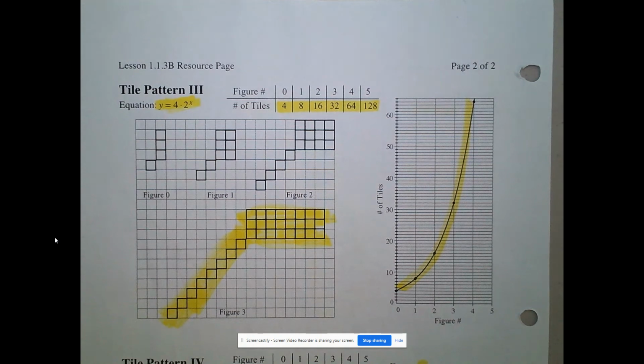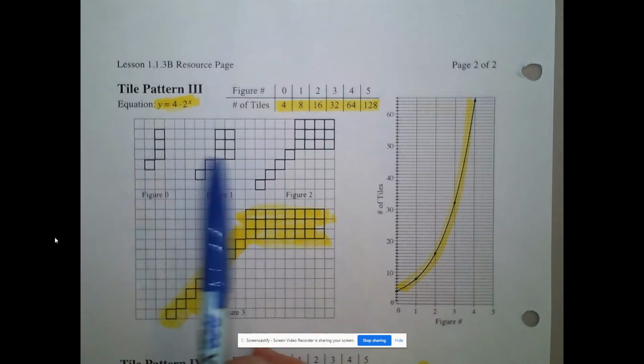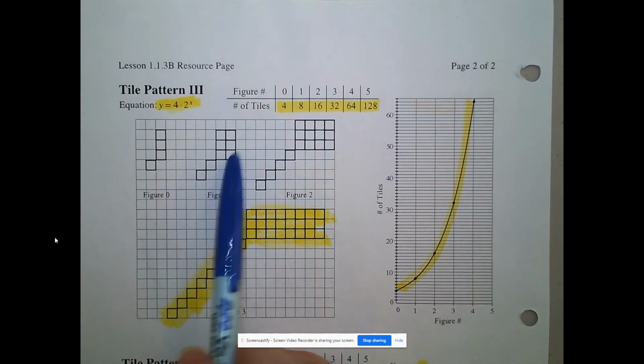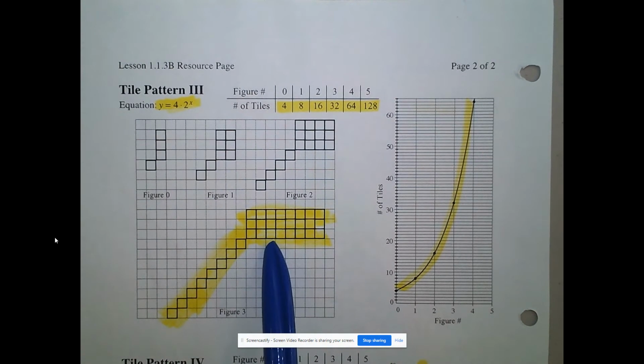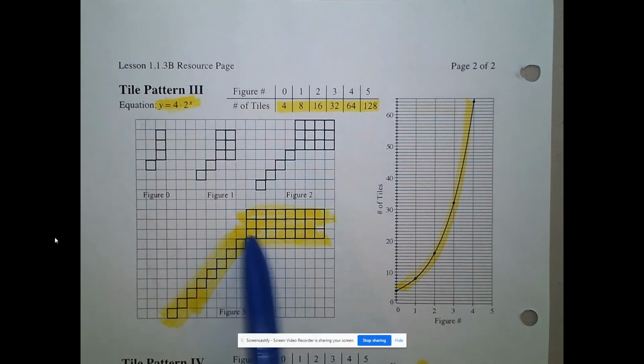All right, so we're on to tile pattern 3. This is in lesson 113. And what you'll notice here is the first figure has 3 tiles, and then it doubles, and then it doubles. And then down here for the last figure, this 4 wide is now 8 wide.